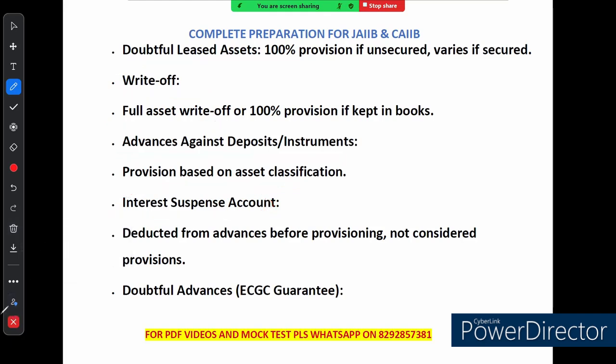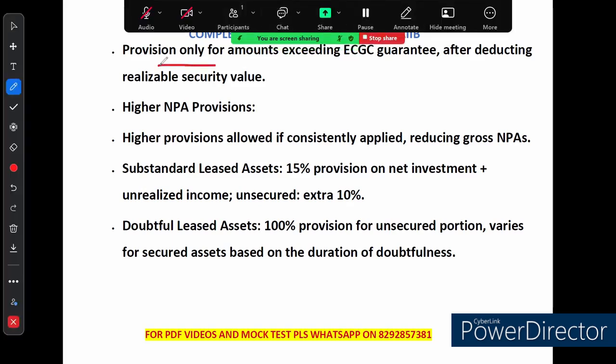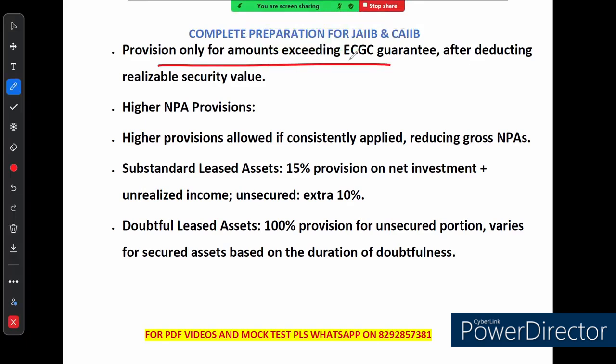Now let's talk about doubtful advances under ECGC guarantee. Very, very important. See, the ECGC is an insurance company that protects banks when loans go bad. If a bank has a loan covered by this guarantee, they only need to make provision for the amount that exceeds the guarantee. This is the basic point, remember it, right? That exceeding the guarantee, they have to make provision, after factoring in any security they can recover.